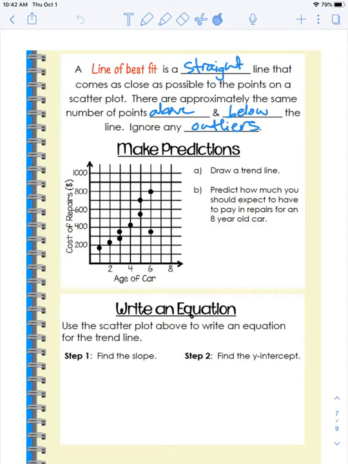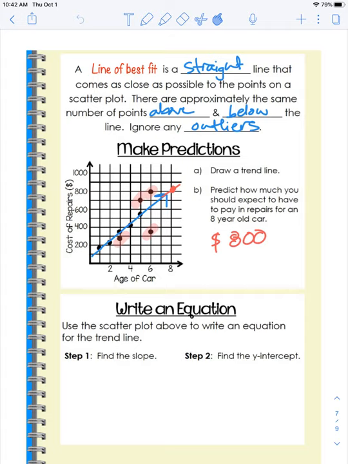We're going to practice this a little bit. We are going to draw a trend line. A trend line is the same thing as a line of best fit. So let's say it's about right there. And notice I have 2 points above the line and 2 points below the line. So that's good. Predict how much you should expect to have to pay in repairs for an 8-year-old car. Well, if we keep going with this line, it's going to cross about there. So I'm going to say an 8-year-old car would cost about $800.